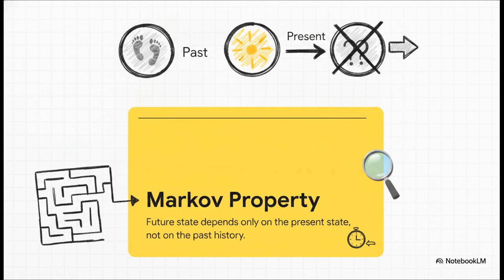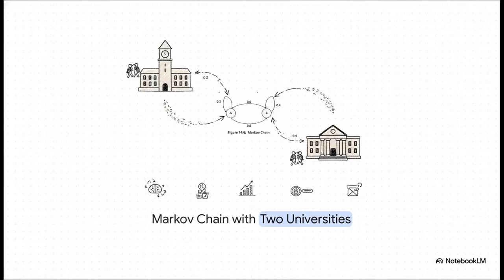It only depends on the present state. If you know exactly where you are right now, how you got there doesn't matter at all for predicting where you can go next. Let's picture a classic exam scenario, a Markov chain with two states representing two universities. Students are transitioning between University A and University B based on some specific probabilities.